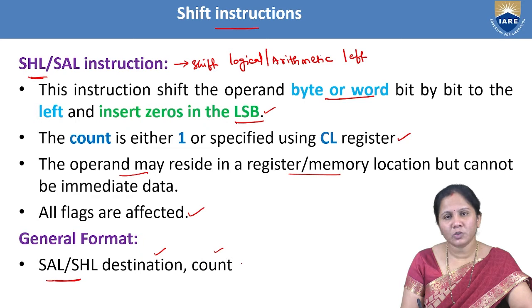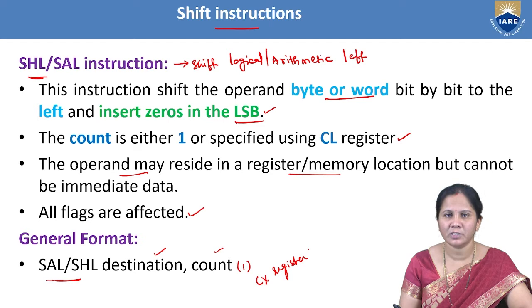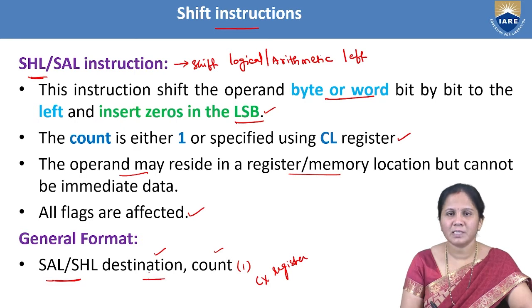If it is only one time, the count value can simply be represented as 1. If the shifting operation is to be performed more than one time, it can be represented with the help of the CX register. That means you have to move a value into the CX register, and that many times the shift operation will be performed. Here, destination represents the register. After the shifting operation, the result will again be stored in the destination.